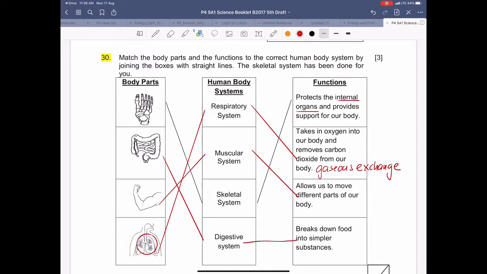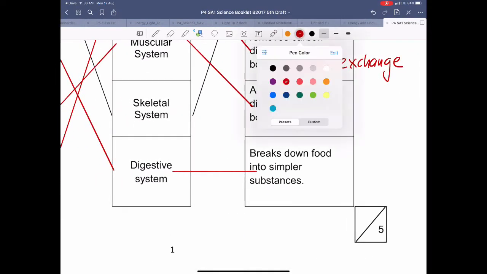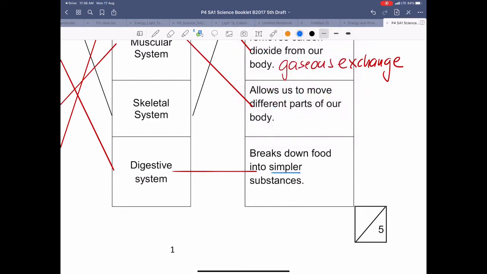So your digestive system breaks down food into simpler substances. Now, I want you all to note that the reason why it breaks down into simpler substances is so that it's small enough to be absorbed into the bloodstream. Write this down.